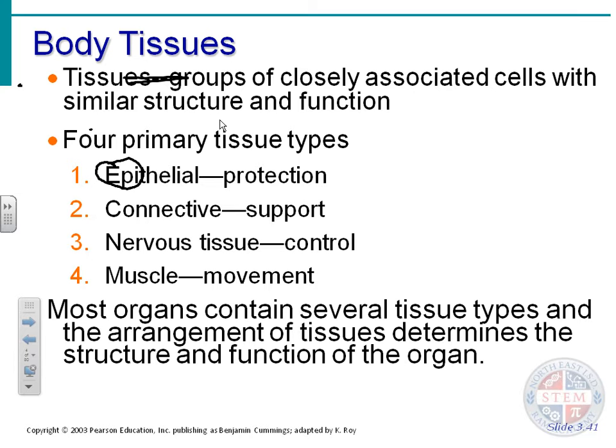Most organs contain several tissue types, and the arrangement of the tissues determines the structure and the function of the organ. So remember that when we look at a slide, normally it's a slide of a section of an organ. And just by definition, organs are multiple tissue types. So you can find multiple kinds of these tissues found within any particular organ.